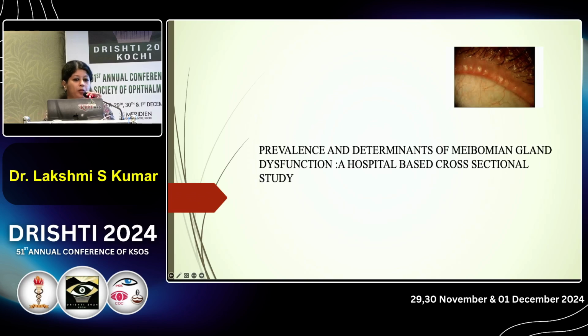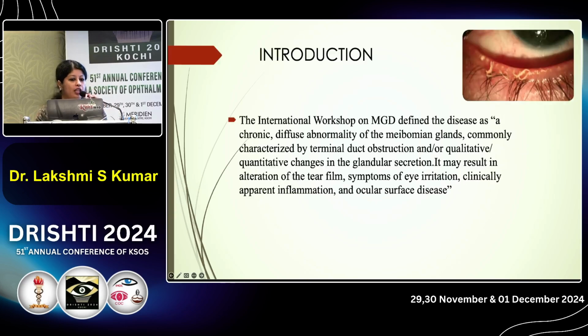Good afternoon. My topic is Prevalence and Determinants of Meibomian Gland Dysfunction, a hospital-based cross-sectional study. Introduction. The International Workshop on MGD defined the disease as a chronic, diffuse abnormality of the meibomian glands, commonly characterized by terminal duct obstruction and or quantitative changes in the glandular secretion.